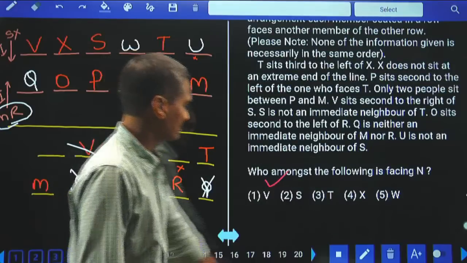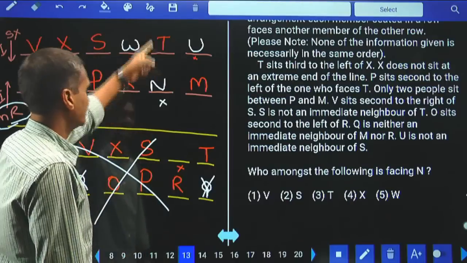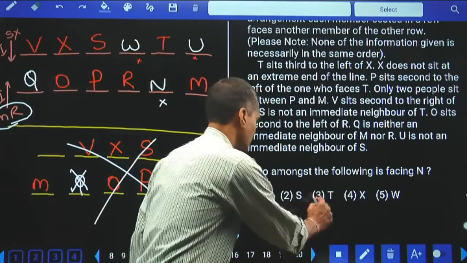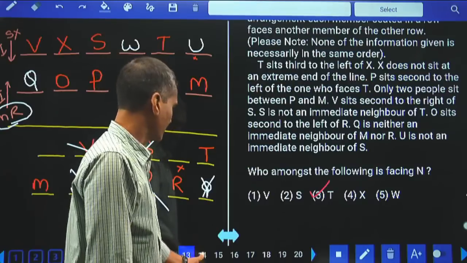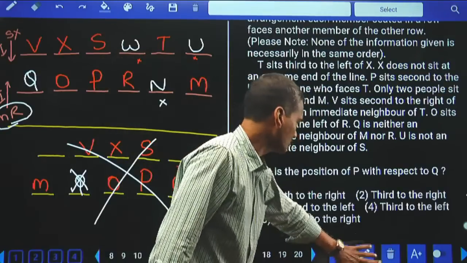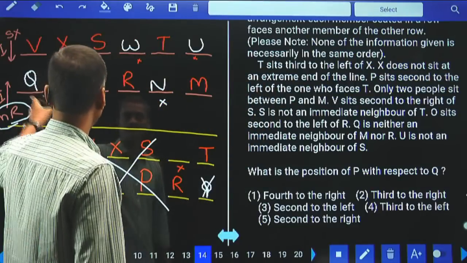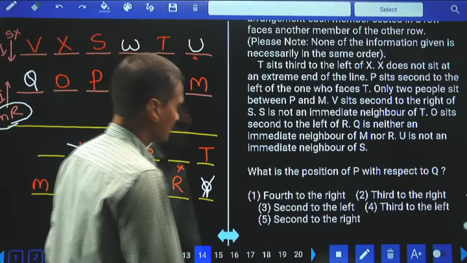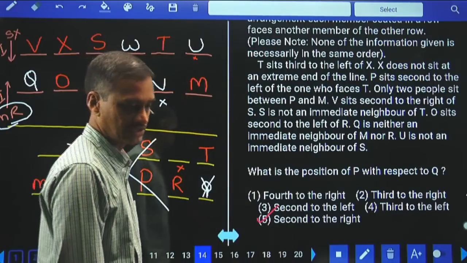Then coming to 13. Now in this 13, who among the following is facing N? T is facing N, that is choice 3. T is facing N, choice 3 is the answer. Then question number 14. Now in this 14, what is the position of P with respect to Q? Position of P, second to the right. Second to the right, and it is given in choice 5. Question number 14, it is choice 5.